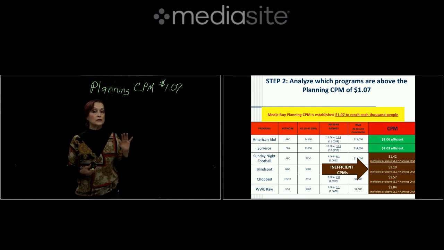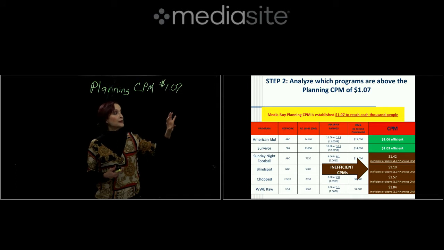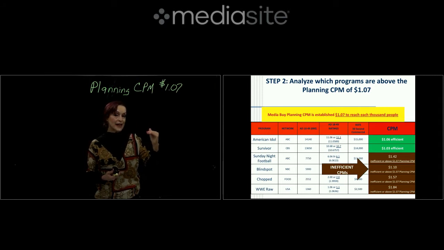So you already did that. Now, you have to look at which particular programs are at $1.07, right at or below, and if they're right at or below, once you do the math, then these you don't have to negotiate. But any program that is above $1.07 per thousand, these need to be negotiated. So the question is, by how much, right?